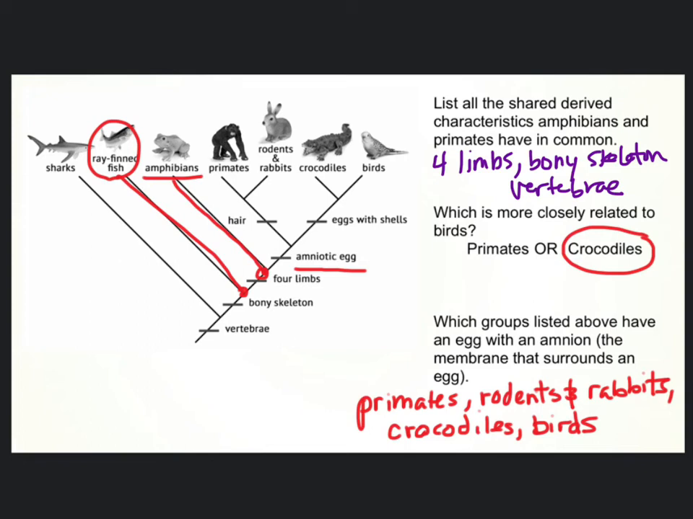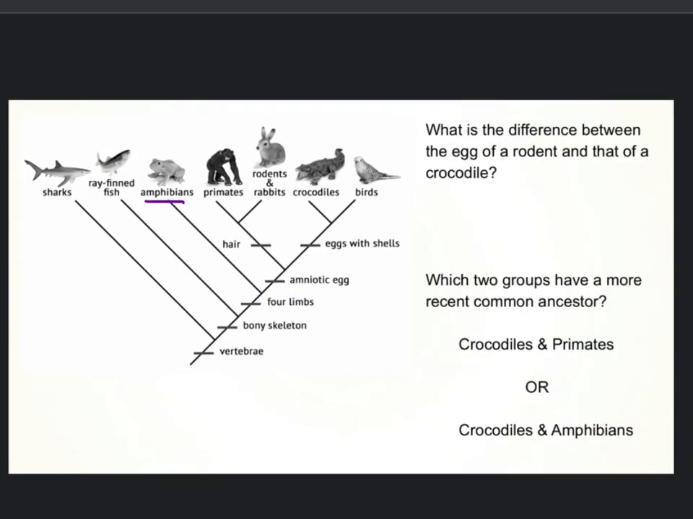Crocodile eggs actually have both an amnion and a shell, but eggs without an amnion, without that membrane, typically have to be laid in water. Okay. Oh, and I just gave something away. So, what's the difference between the egg of a rodent and that of a crocodile?